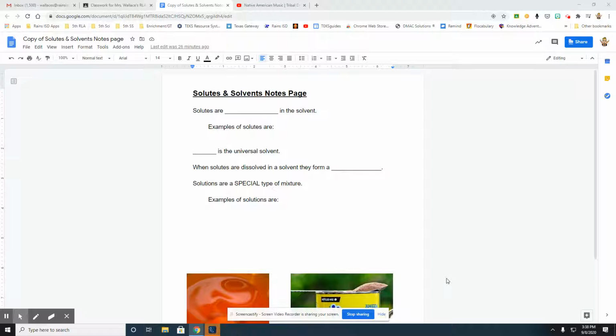I want to talk to you a little bit about solutes and solvents. So we've been talking about mixtures and solutions. We know that solutions are a special type of mixture. We see that here in this sentence. But we want to break those solutions down into the two components.